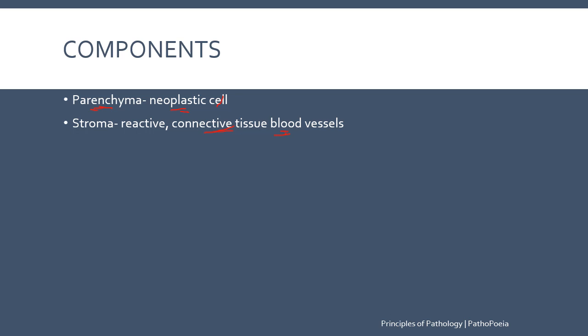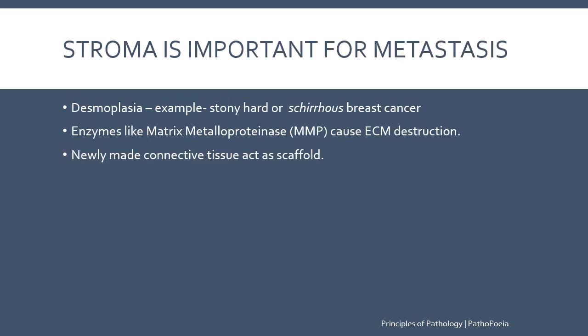Stroma is made up of connective tissue and blood vessels. And how these are made, we'll talk about it. Neoplastic cells in the parenchyma induce desmoplasia. Now, desmoplasia involves the destruction of the normal extracellular matrix, such as with the help of enzymes like metalloproteinase, and also promotes fibroblasts. And the fibroblasts, in return, will provide the collagen, and the newly formed connective tissue acts as a scaffold, right?